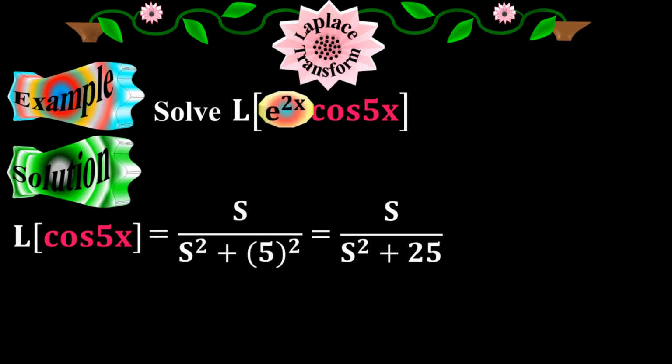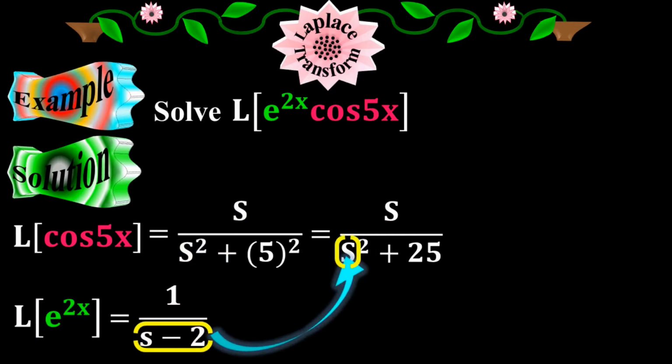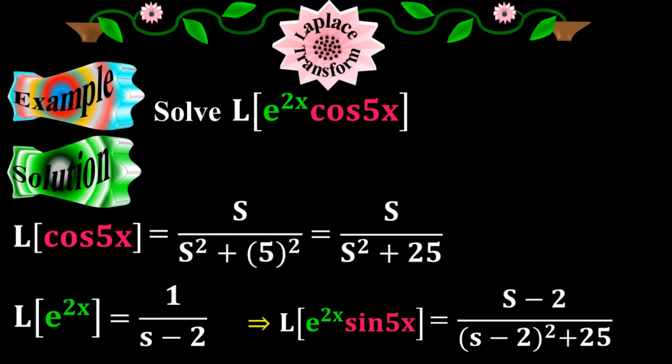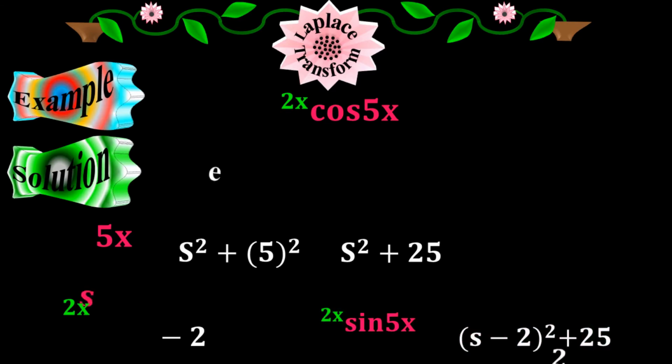Now I'm going to take the exponential function e to the 2x. We have the Laplace of e to the 2x equals 1 over s minus 2. I apply the second elementary condition here, where my constant a is 2. So Laplace of e to the 2x equals 1 over s minus 2. Now I'm going to take s minus 2 and put it in for s in the denominator as well as for s in the numerator. Just replace s by s minus 2 in the above function, which equals s minus 2 over (s minus 2) to the 2 plus 25. This is my final answer for the given function.